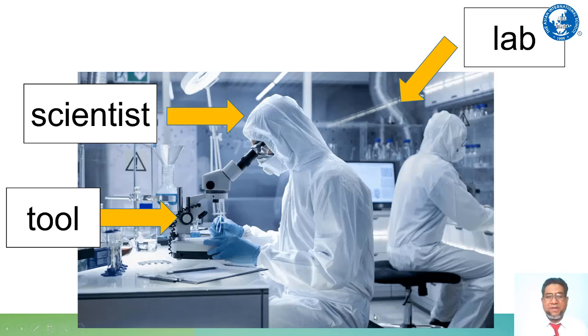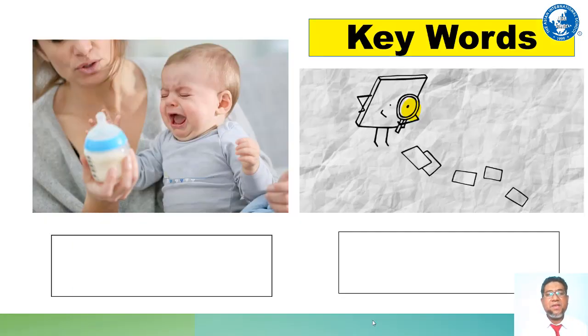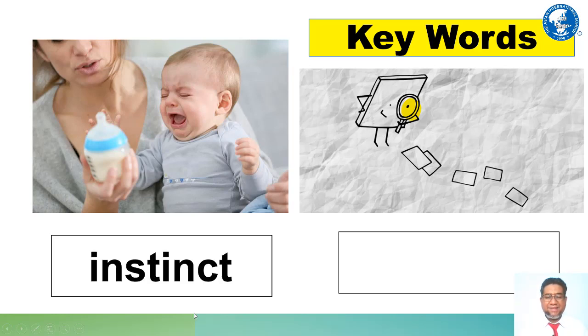What about the 2 other keywords? Which one is instinct? And which one is proof? Can you identify the pictures? That is correct. The first picture is instinct. And the second picture is proof. Do you understand these words?